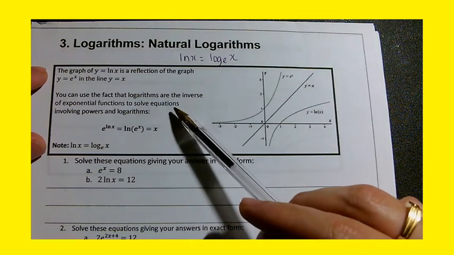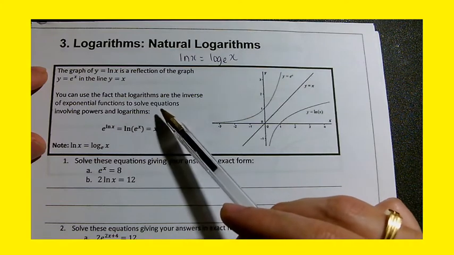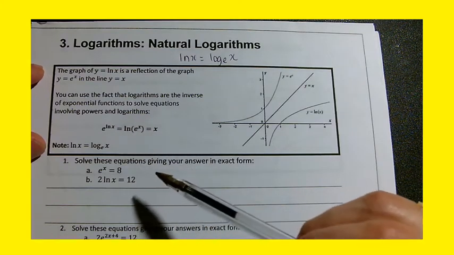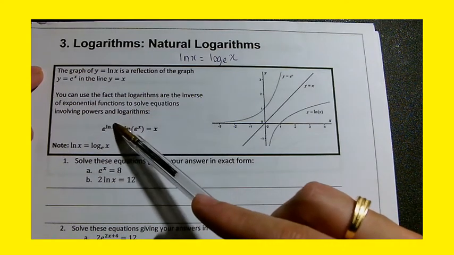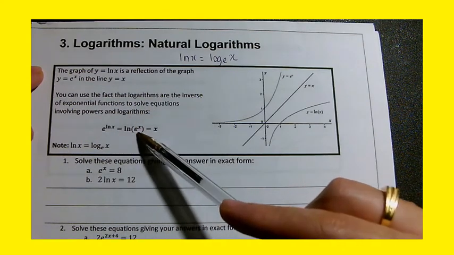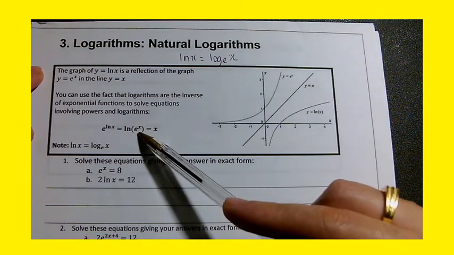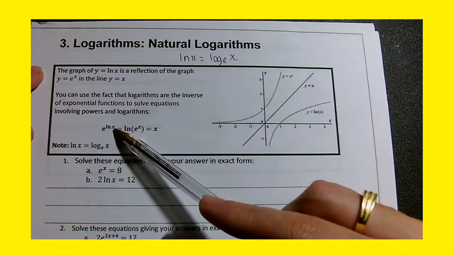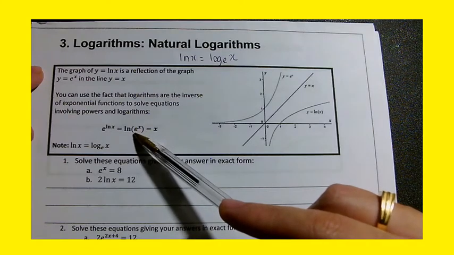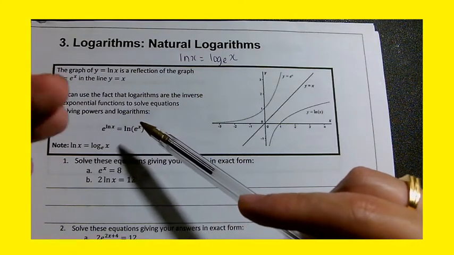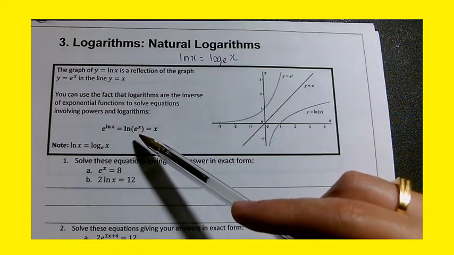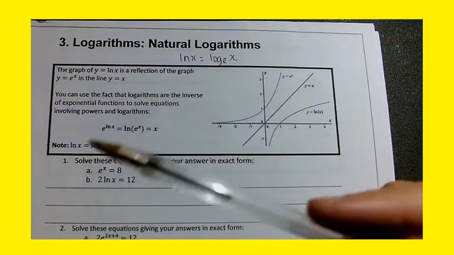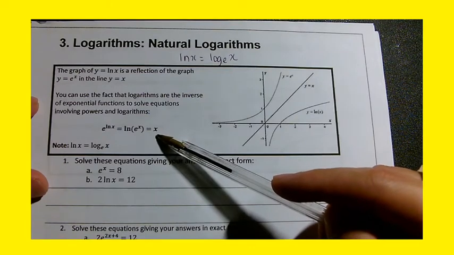You can use the fact that logarithms are inverse of exponentials to solve equations involving powers and logarithms. So one of the most powerful examples of this is if you've got e to the power of ln x, or ln of e to the x, then what happens is the e and the ln undo each other because they're inverse functions. And if you've got an inverse function and you apply the original function or vice versa, they undo each other's properties and you're left with the original value. So that's quite an important thing to remember.